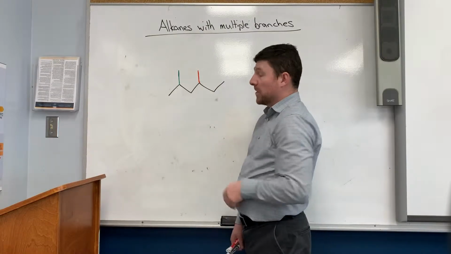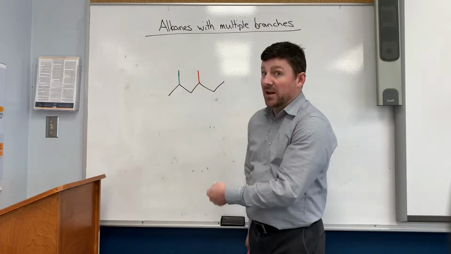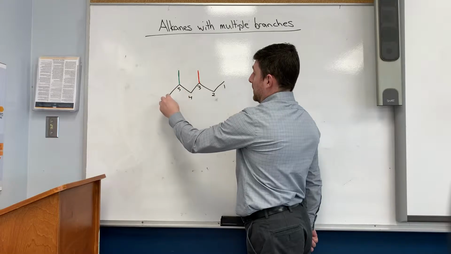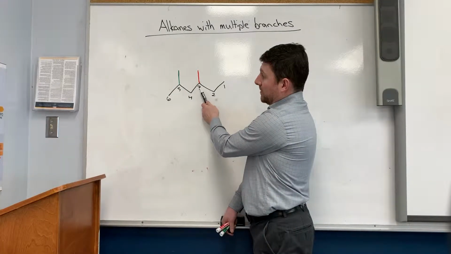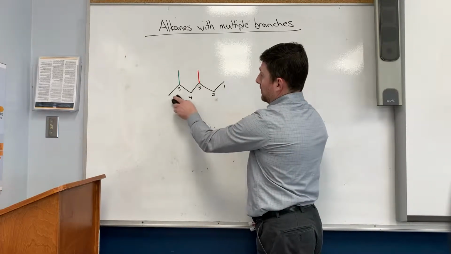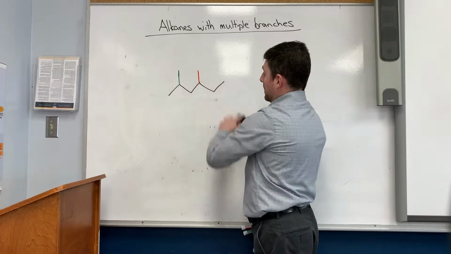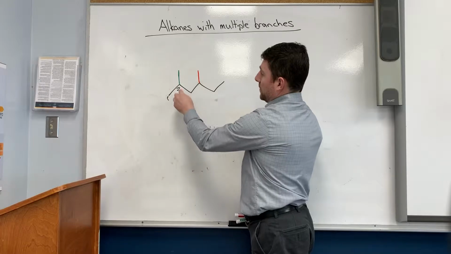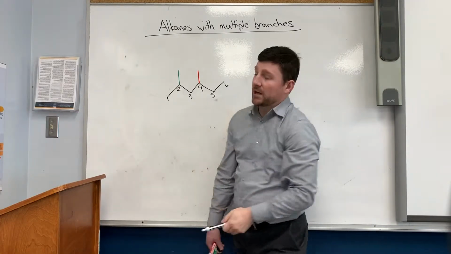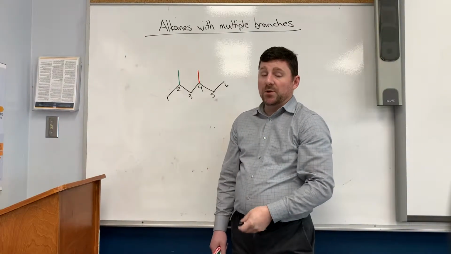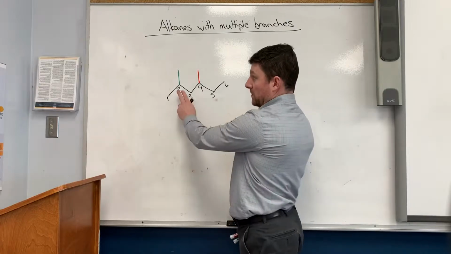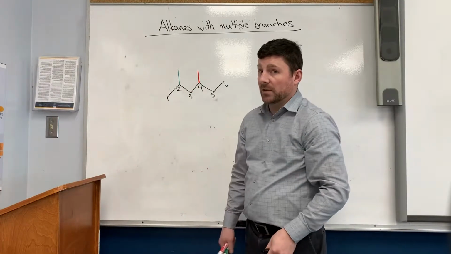Then for the branch locations, I want to see which way I should number the main chain. If I number it 1, 2, 3, 4, 5, 6, that puts my red branch on carbon 3 and my green branch on carbon 5. Whereas if I renumber it in the other direction, I get 1, 2, 3, 4, 5, 6, and now my green branch is on 2 and my red branch is on 4. Since in the previous numbering the lowest branch is on 3, and in this numbering the lowest branch is on 2, we're going to number it this way.